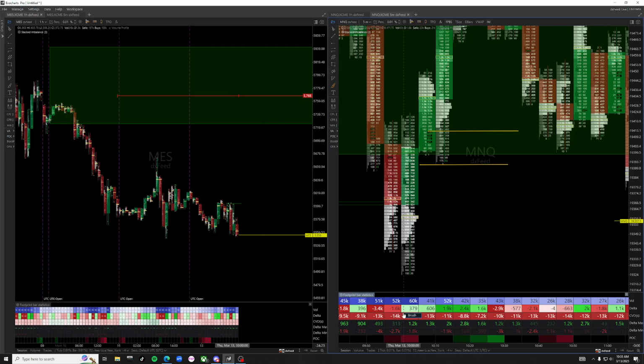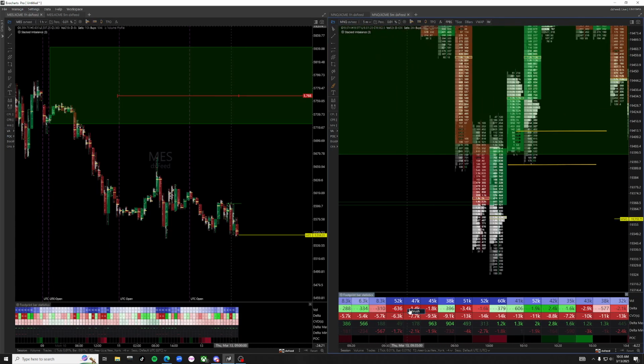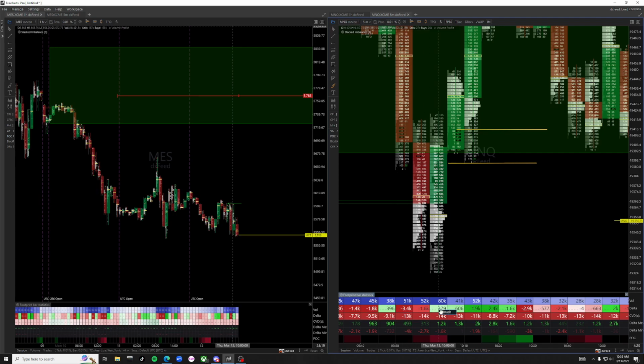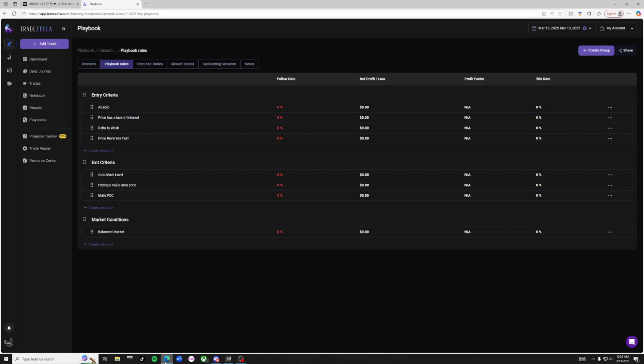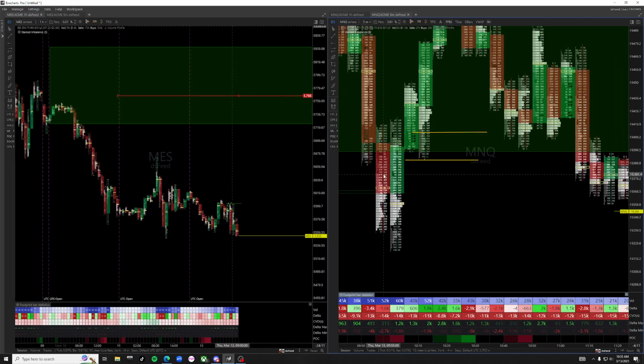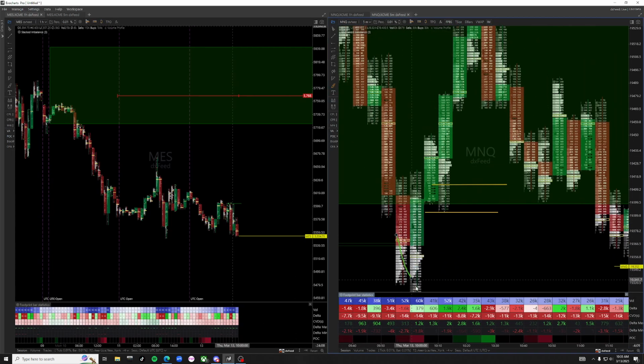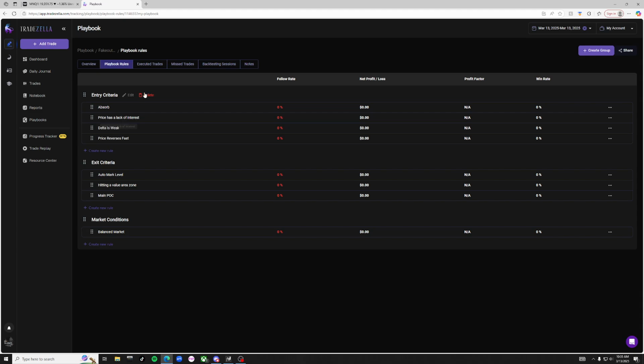Delta is weak. We can see delta weakened. We went from a strong amount of pressure, as you can see, to delta weakening. And then buyers went strong and went crazy. And then price reverses fast. Did price reverse fast? Yeah. Price went down immediately and then went back up. So this fit all my criteria.